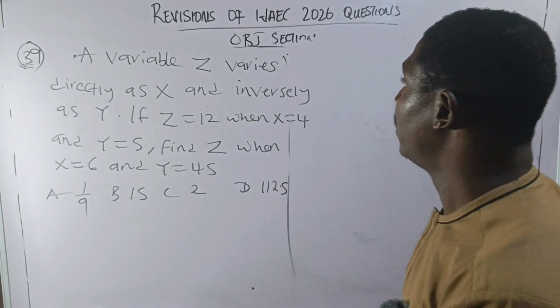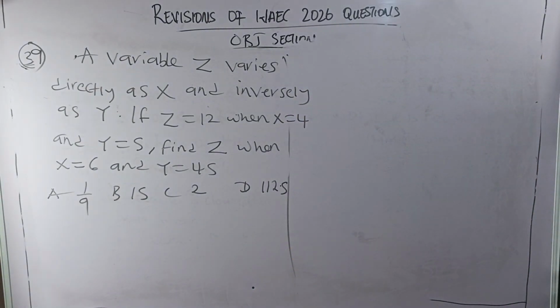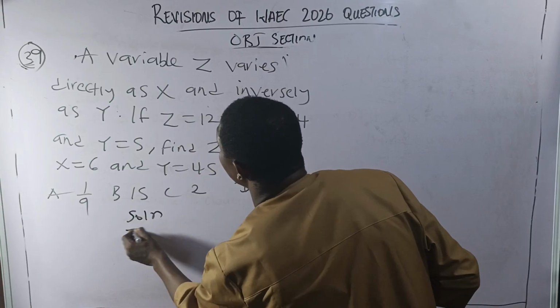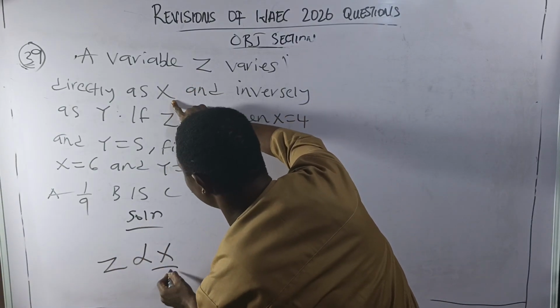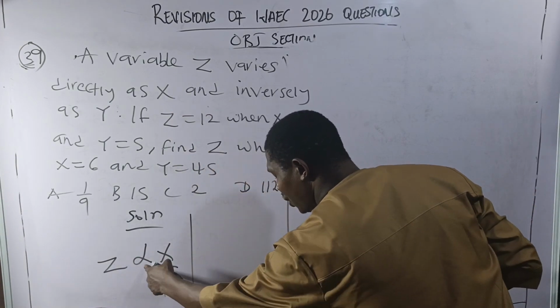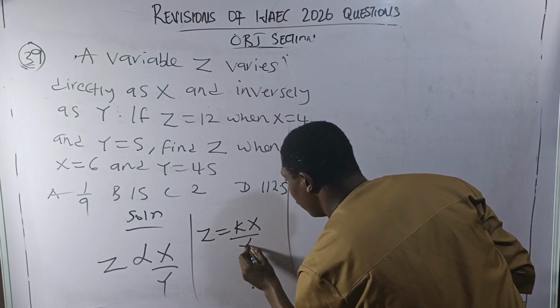Thank you. A variable z varies directly as x and inversely as y. If z equals 12 when x equals 4 and y equals 5, find z when x equals 6 and y equals 45. This is a variation question. Solution. They said the variable z varies directly as x and inversely as y. The next thing I have to do is to convert my variation to equality sign. So I have z equals kx all over y.